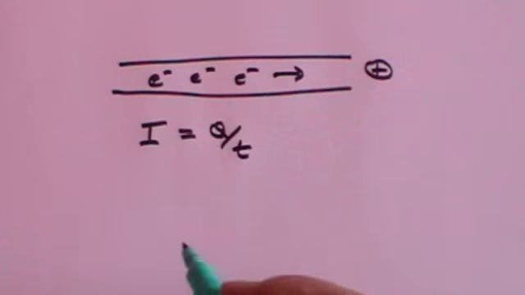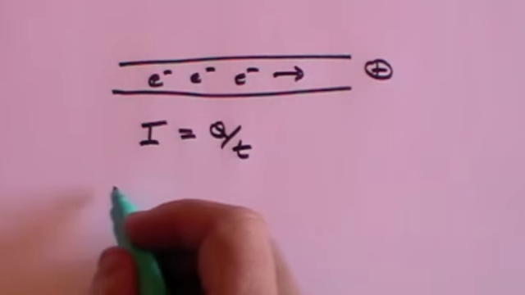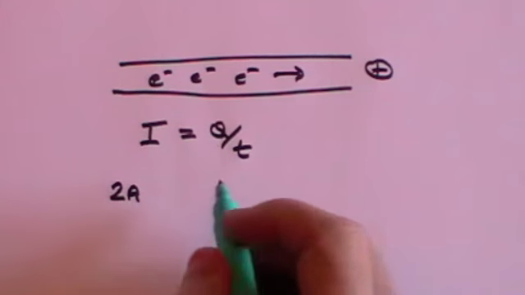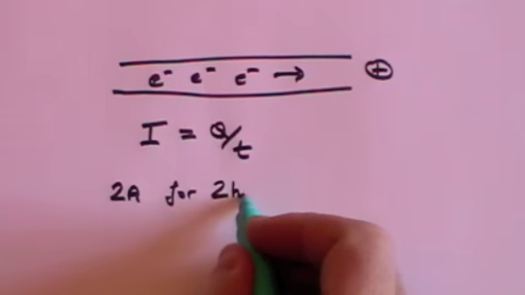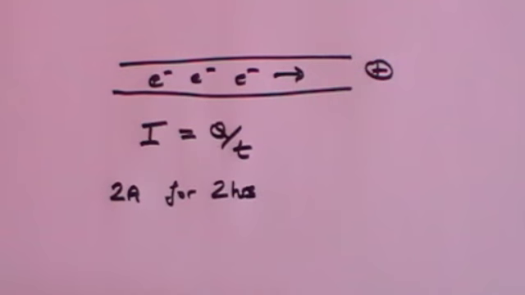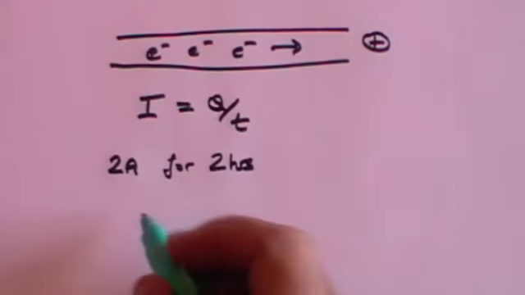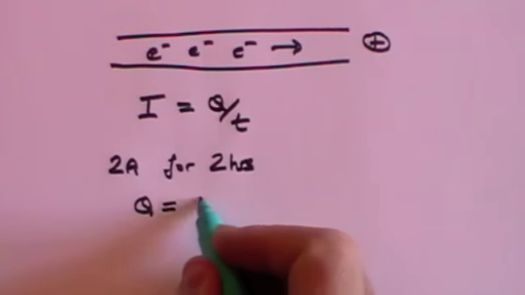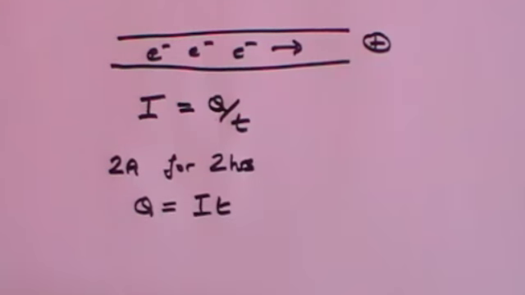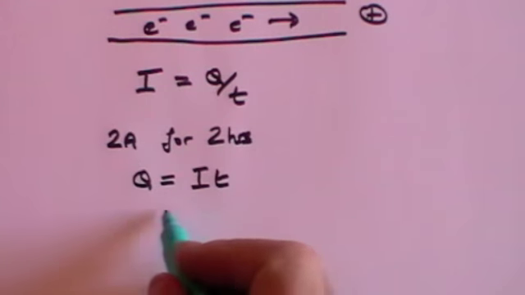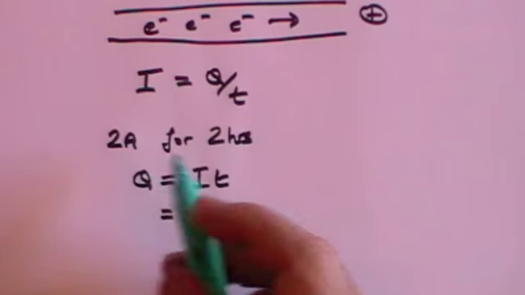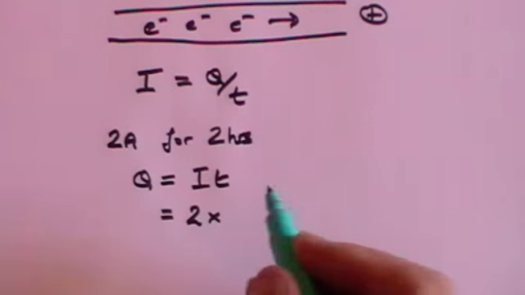So let's take an example. Say we have a charger. We're recharging our car battery and the charger delivers 2 amps for 2 hours. What is the total charge that is put on that car battery? Well, if I equals Q over T, then rearranging that formula, you get that Q is equal to I times T. So the amount of charge on the battery will be the current, which is 2 amps, times the time.